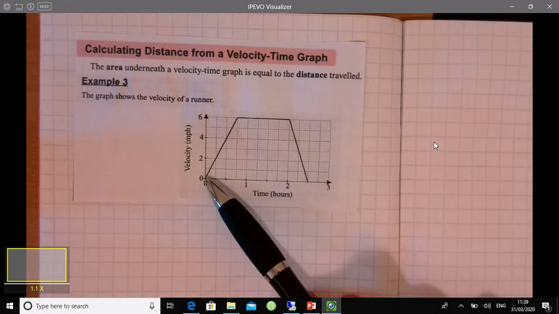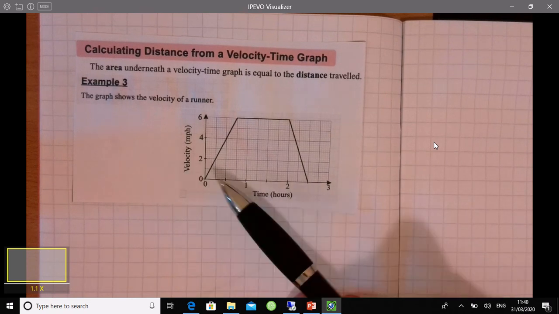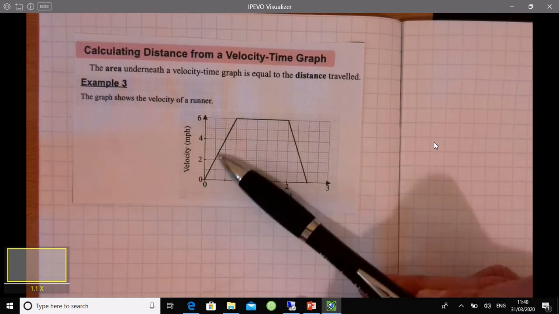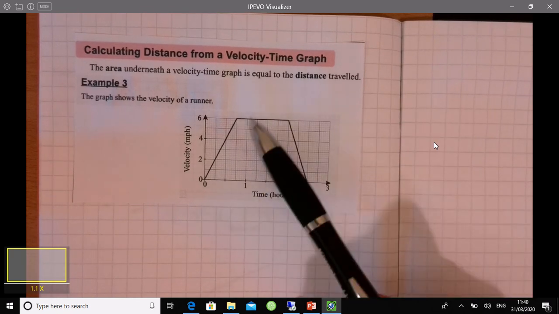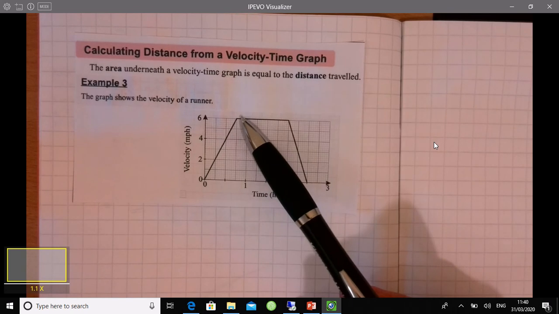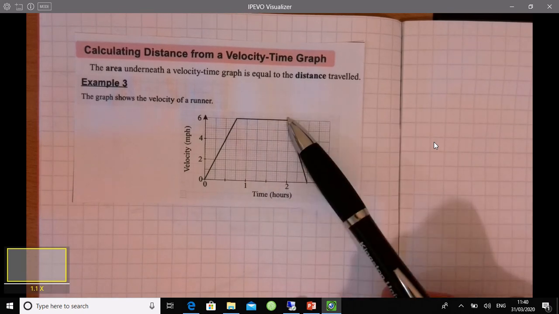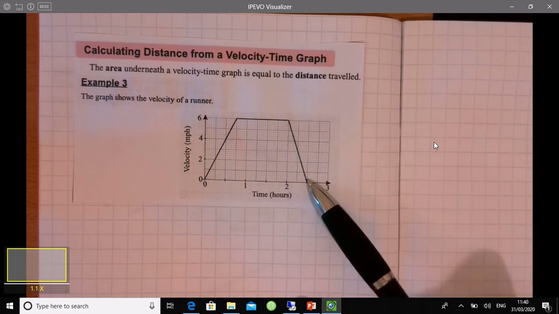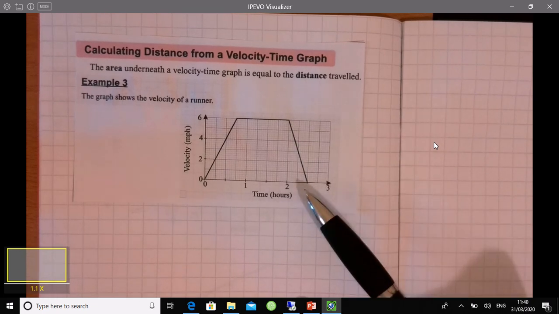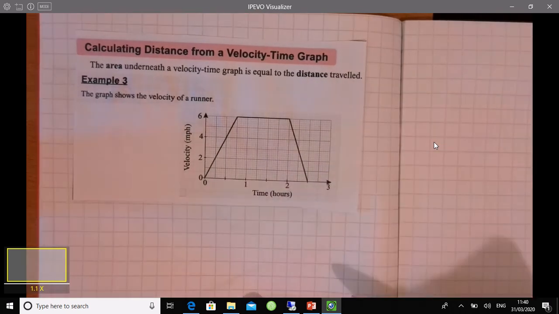All right. Now I deliberately not put a question here. It just says this is the velocity of a runner. So he's gone off at a constant acceleration until he gets to 6 miles per hour. And then they run at a constant speed, and then they slow down at a constant rate. Now in reality it doesn't happen that way. We'd end up getting curves in there, okay?